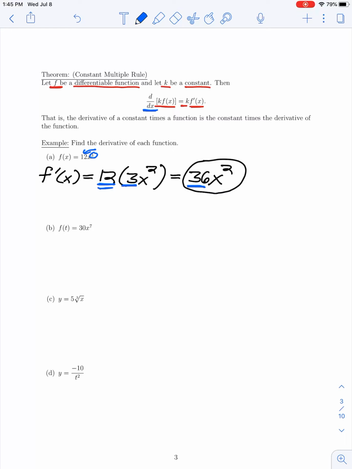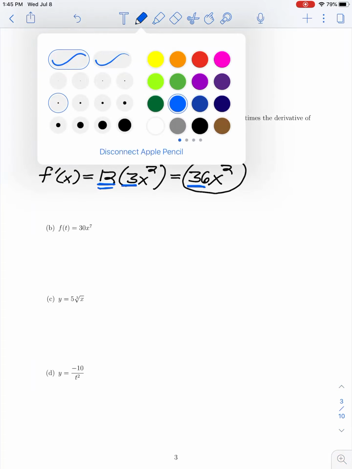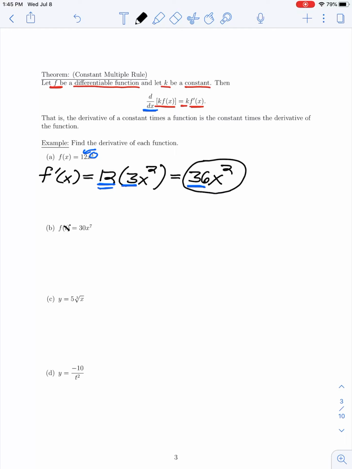All right. So in part B, we have f of x is 30x to the 7th. So our derivative, f prime of x, using the constant multiple rule and the power rule, well, when we pull down the 7 from the power of x and multiply by the constant 30 out in front, we have 210 times x to the 6th power.